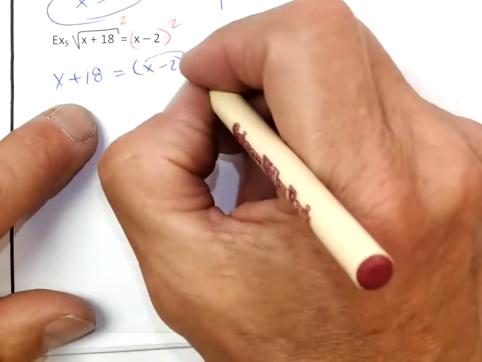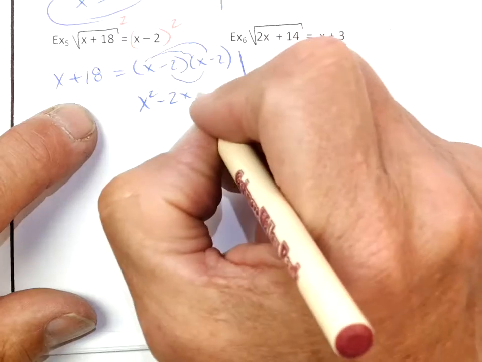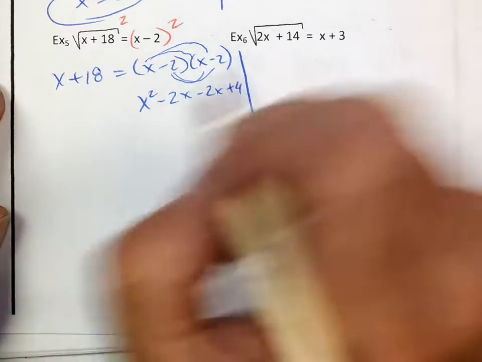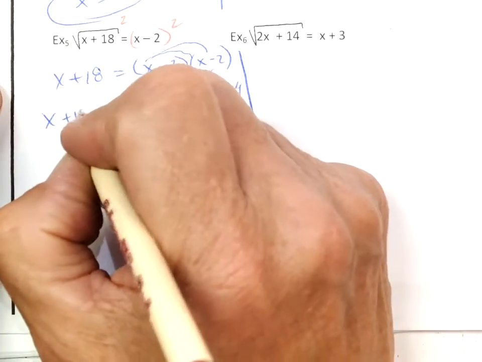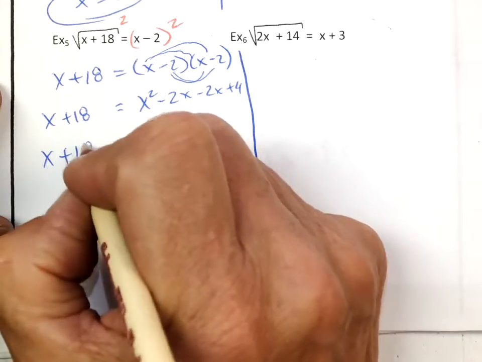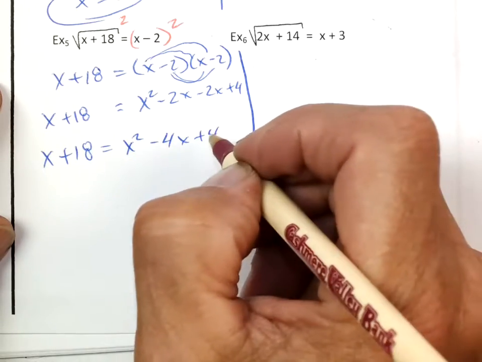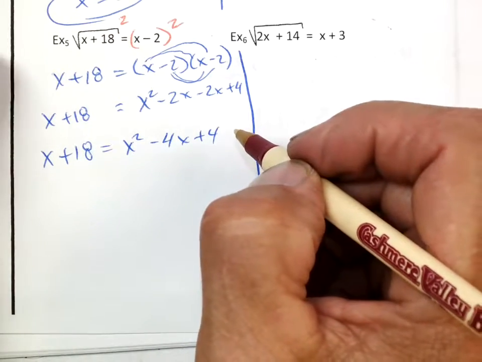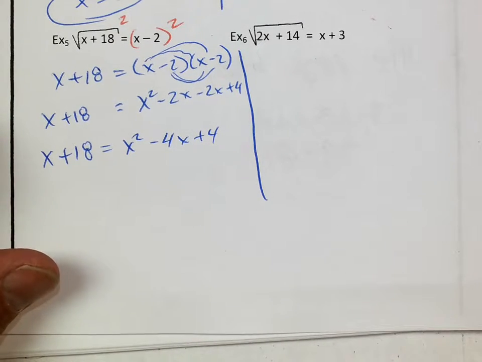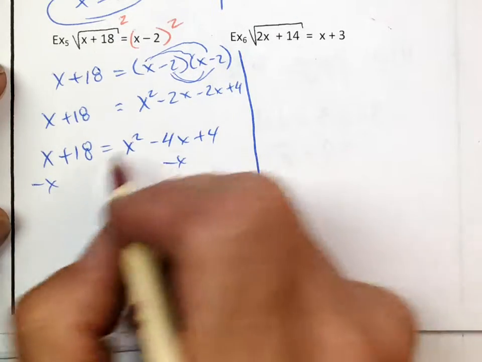So I'm going to go x squared minus 2x plus 4, okay, equals still the x plus 18. X plus 18 equals x squared minus 4x plus 4. Okay, how am I doing? I got to set it equal to 0. If I'm going to use my calculator, which I'm going to show you here in about 3 minutes, you have to have it equal to 0, okay? So I got to go minus x, right? And let's go minus 18.